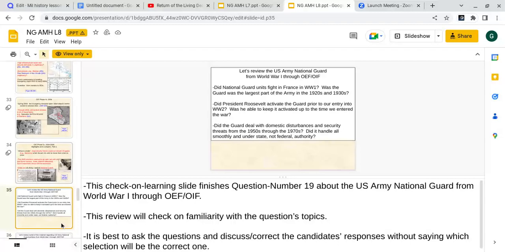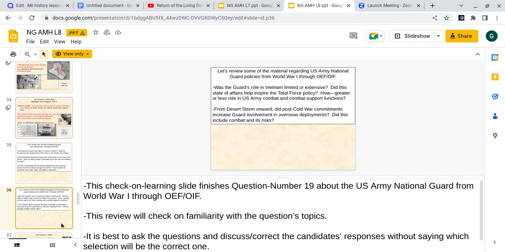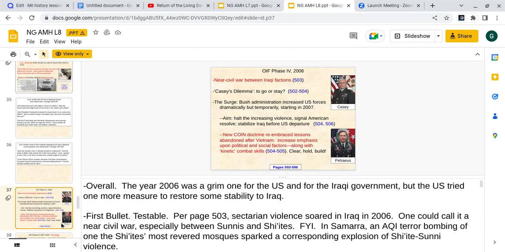So what's important to know here, we talked about these already. From Desert Storm onward, did post-Cold War commitments increase Guard involvement in overseas deployments? Yes, it did. And did that include combat and its risks? Yes, it did include combat and risks, because we see the example of Guard units and a lot of people in certain units dying. So now, after the 2005 election, the tensions between the Sunni and the Shiites, there's going to be a civil war between Iraqi factions, basically. So now there's more stuff happening.